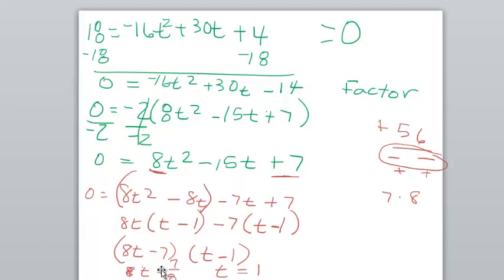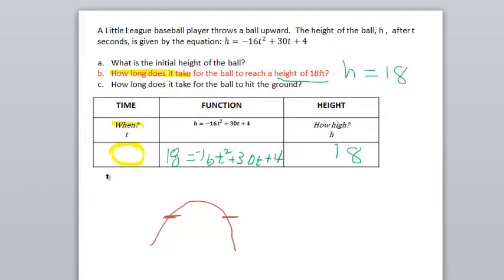With the other problem we looked at with the garden, we couldn't have a negative measurement, a negative dimension. But here we have 2 times. So after, we'll go back to here, after 7/8 of a second and after 1 second, height equals 18. Okay? Like I said, it happens twice. The ball goes up, the ball goes down.